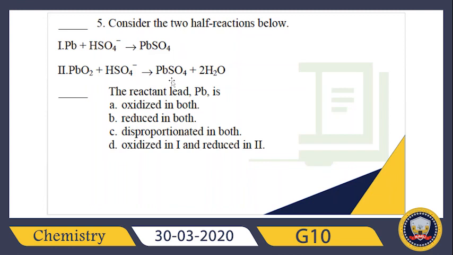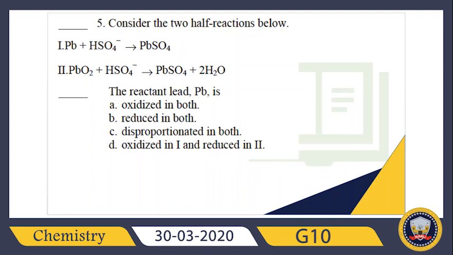Now in the second one, PbO2 yields PbSO4. What happened here? For each oxygen, the oxidation number is minus 2. Multiply by 2, so it will be minus 4. So Pb here is plus 4. Then here it is plus 2. So from plus 4 to plus 2, the oxidation number has decreased. So it is reduction. So on the first one it was oxidized, on the second one it was reduced. So the answer is D. Oxidized in one and reduced in two.